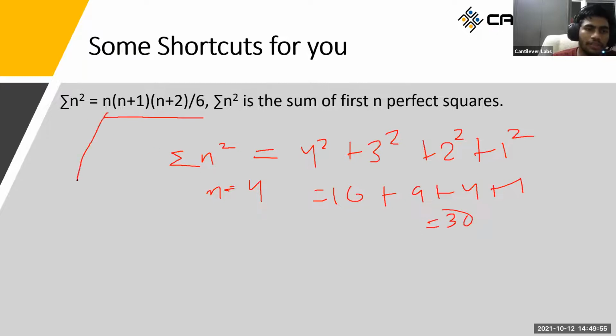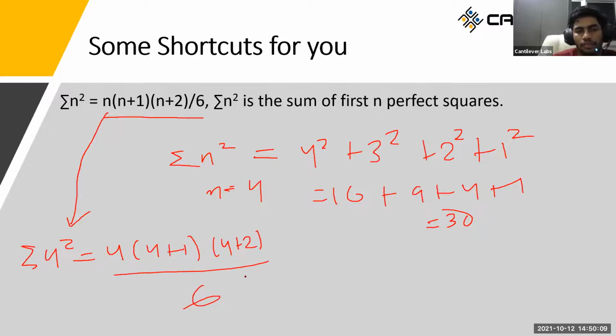And if we solve it using this formula, sigma 4 square equals to 4 multiplied by 4 plus 1 multiplied by 4 plus 2 upon 6. I think there are some issues here. This formula is not right. 4 plus 2, 6, 4 plus 1, 5, 4. This should be 20. There's something wrong with this formula. We'll just come back to it later. I think the formula is wrong here.